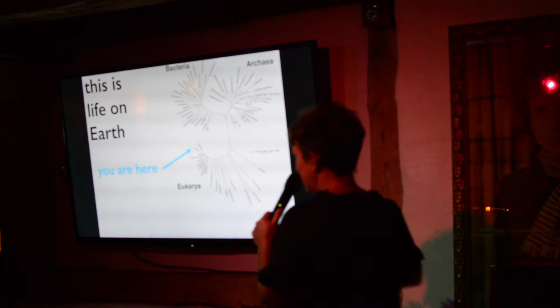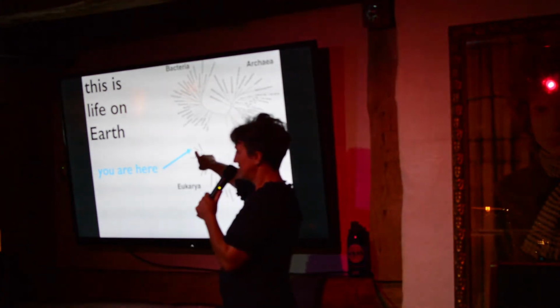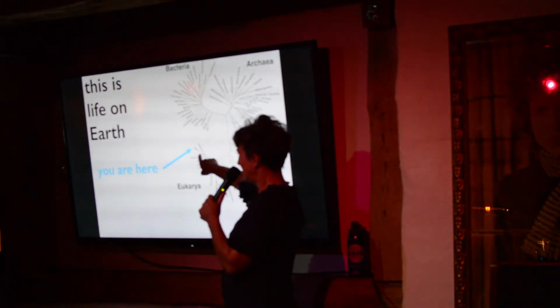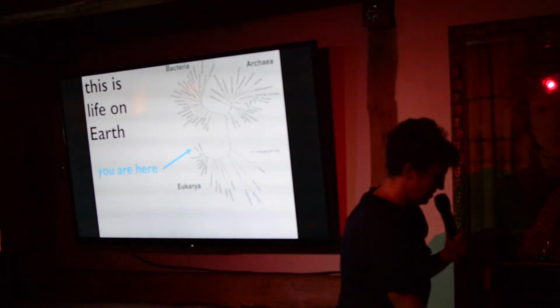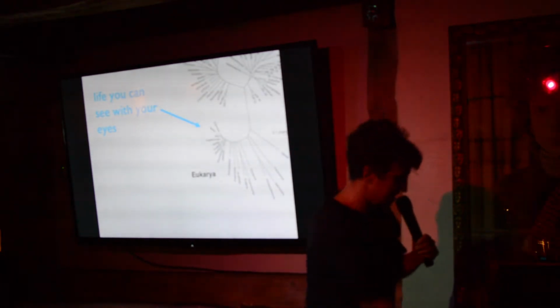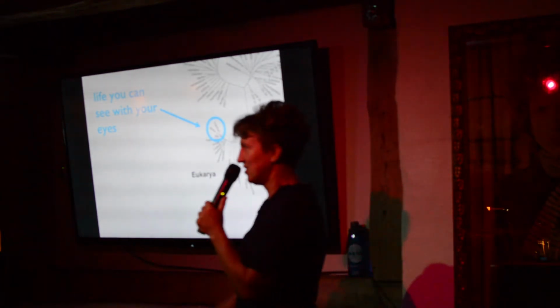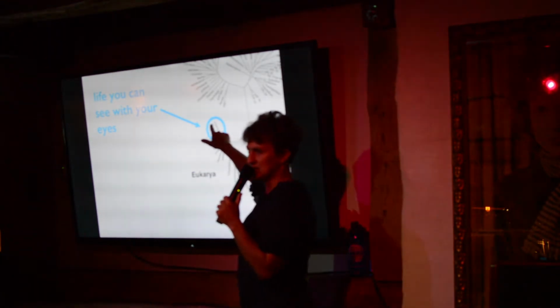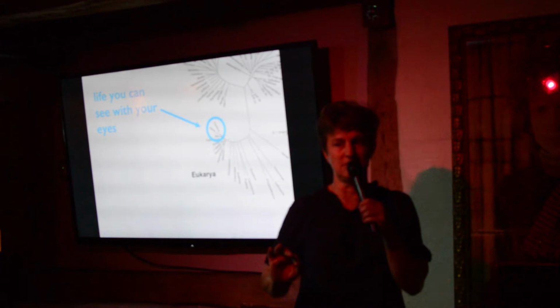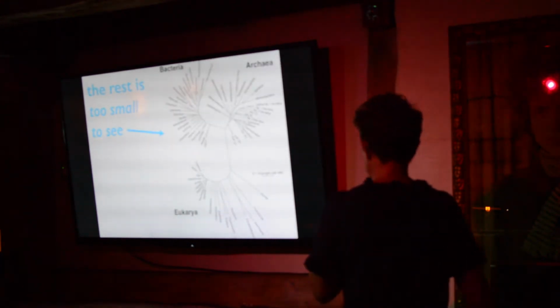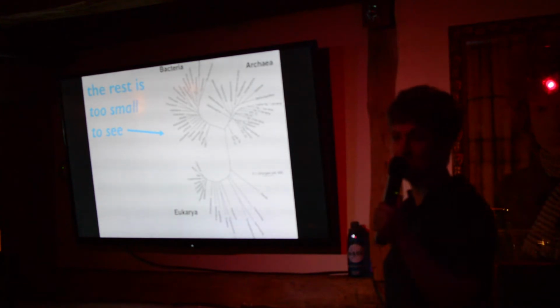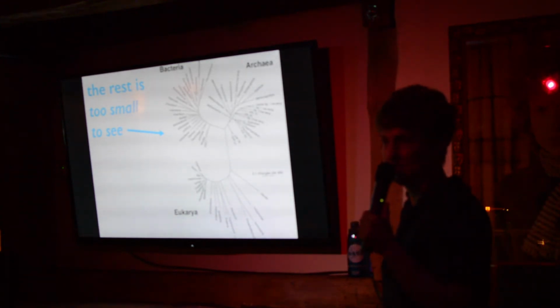So here, you are here. Here's animals. Here's fungi. Here's plants. Okay. That's you. That's all the life you can see with your eyes, right here. And the rest you can't see with your eyes because it's too small. So that's something serious about Earth life. It's mainly small. All the things you see around you are anomalous and large.